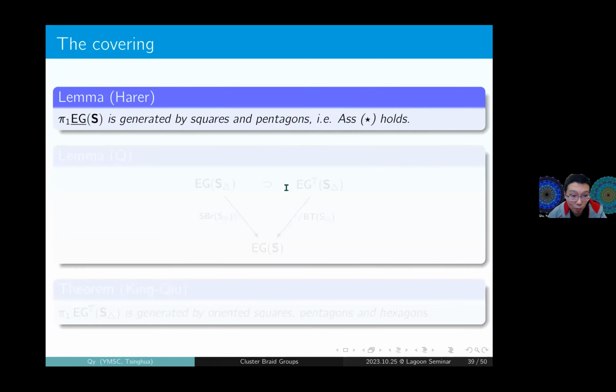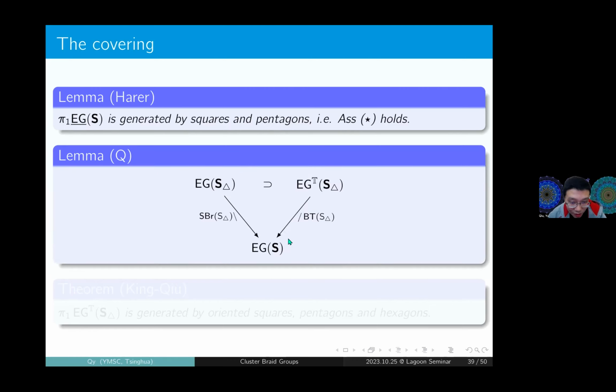And what is the point of putting all these things together is, first we want to mention that topologists already know that the classic exchange graph for the surface, the pi one, is really generated by square and pentagon. And so the pi one of the cluster braid group is just the whole pi one of the 2-dimensional CW complex we introduced before.